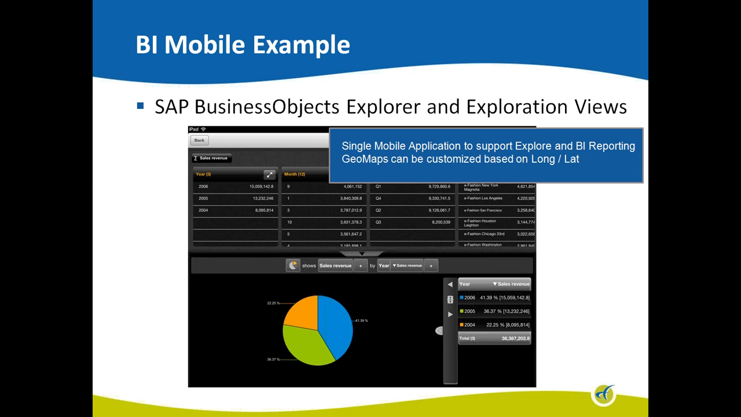Our next example is Explore in the exploration views. If you've had an opportunity to see the SAP BusinessObjects Explorer, it's a great tool to allow end users interactive analysis and ad hoc capability of their BI content. Explore information spaces and exploration views can be rendered in a very highly graphical format, including things like geomaps that can be customizable based on your specific customer data or your specific data based on longitude and latitude points. This product is really incredible.